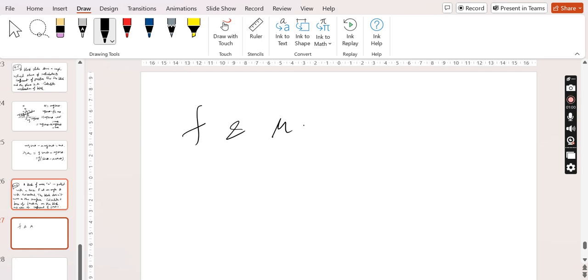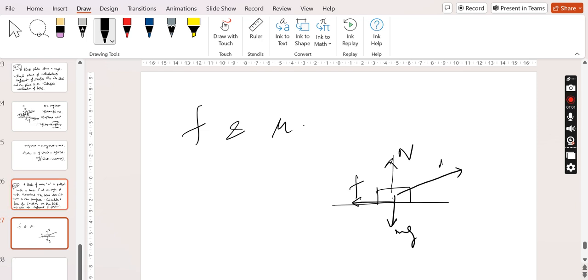Okay, let's draw the diagram. This is the block. Same this way mg, this way N is working. So the block is not moving, so this is static friction. And the block is being pulled by F. So the pull will be in that direction with an angle theta. So this will be F cos theta. This will be F sin theta.